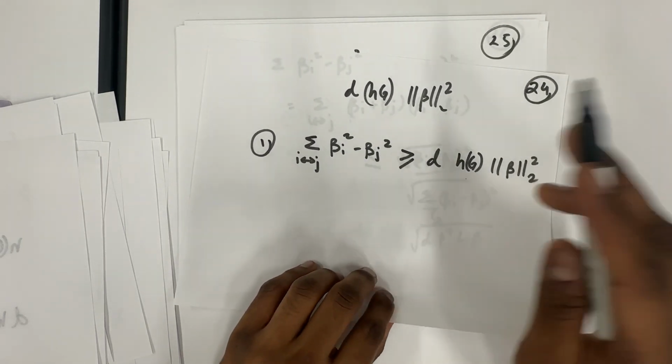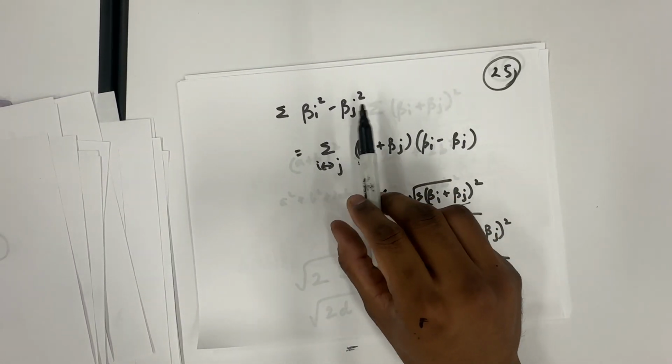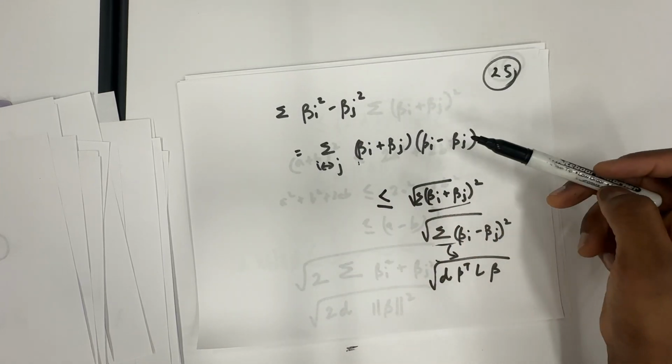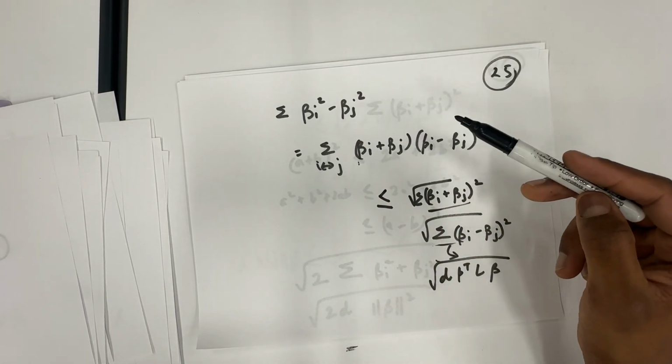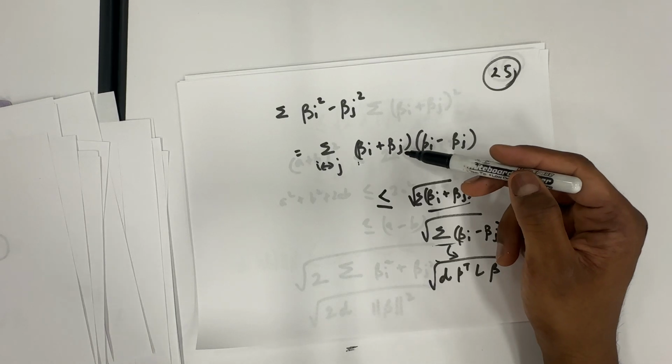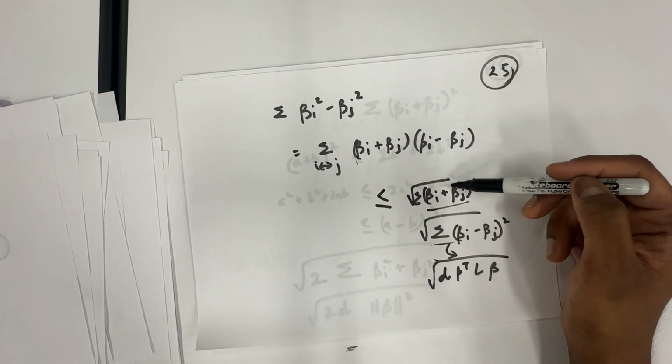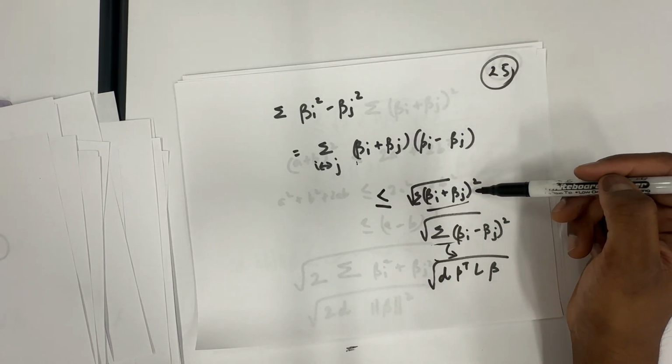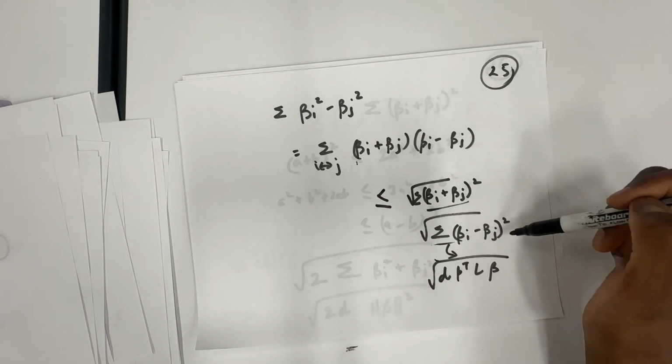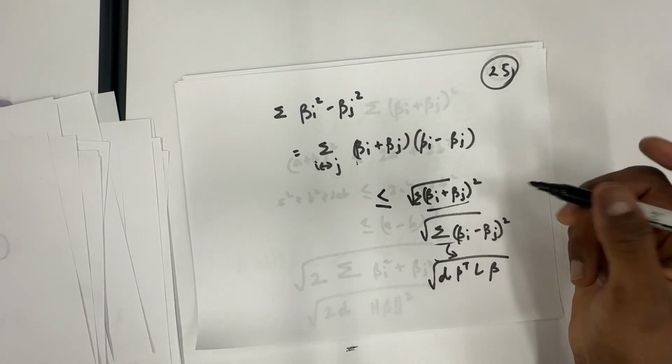Now to look at the other side relation, beta i square minus beta j square is beta i plus beta j times beta i minus beta j, like a plus b, a minus b. Cauchy-Schwarzing it becomes a plus b square, a minus b whole square, multiplication of these.